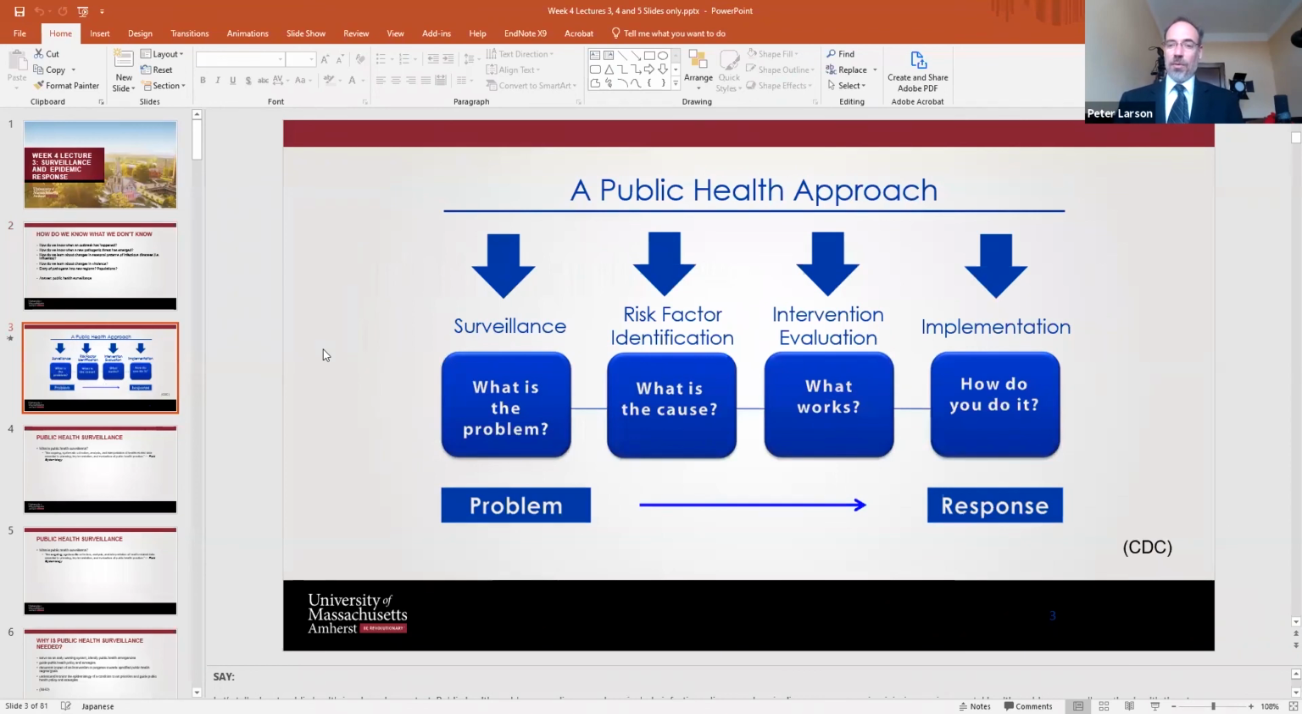The general public health approach is to look to see what's the problem, find out what's the cause through risk factor identification, find out what works through intervention evaluation, and then figure out how to do it through implementation, going from problem to response. And the root of all this, of all our gumboot epidemiology, is surveillance. We have to know that there's something to look at to be able to look at it. So all the people at your local public health departments are doing the most important part of the process. They're collecting the data that we need to be able to do our work.